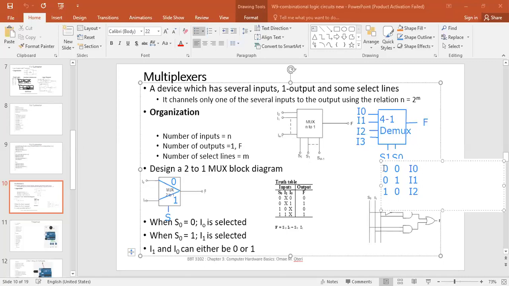1, 0. I2 is correct. And lastly, what do you have? 1, 1. Yes? I3, that's correct. And please know that this is your help.